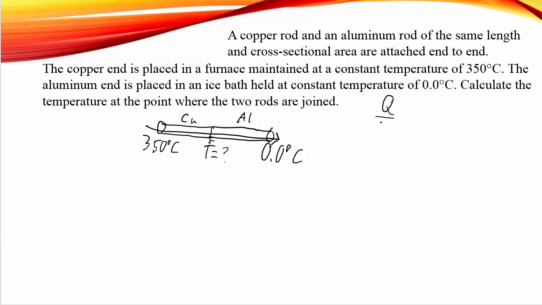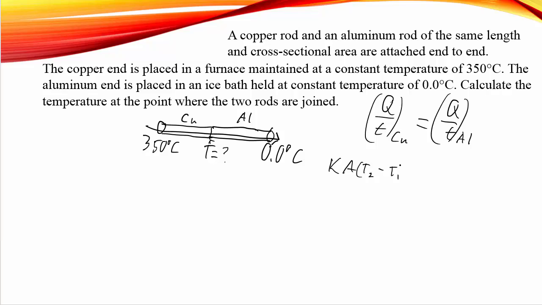Now our heat flow equation is Q over T. So if we apply that to the copper side, that equals Q over T applied to the aluminum side. And then we're going to plug in our big fat Ka delta T over L equation. So K a (T2 minus T1) over L equals K a (T2 minus T1) over L. Now we have to be careful. All of this stuff applies to the copper side. All of this stuff applies to the aluminum side.